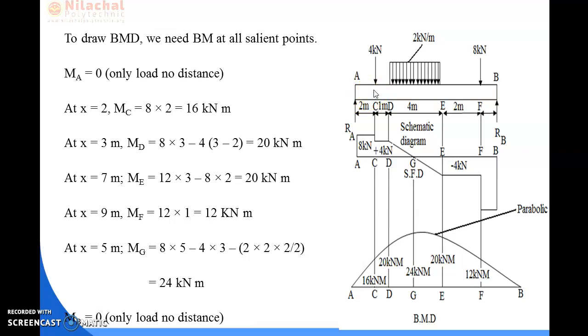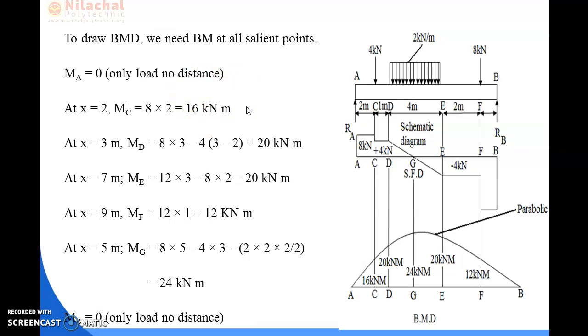where only the reaction at A is there, and the distance from this reaction to point C is 2 meter. So we can say the bending moment at point C is equal to load into distance. That means RA into 2 meter. Your RA value is 8 kilonewton and the distance is 2. So 8 into 2, which is equal to 16 kilonewton meter.